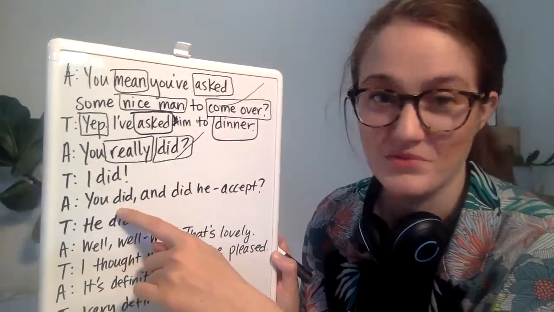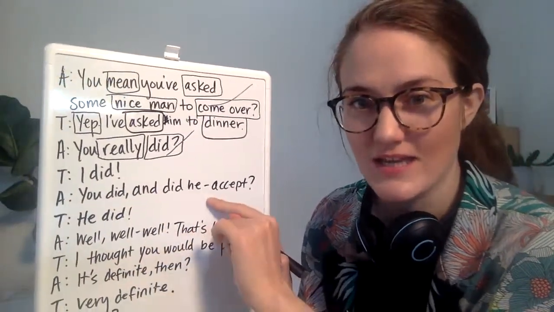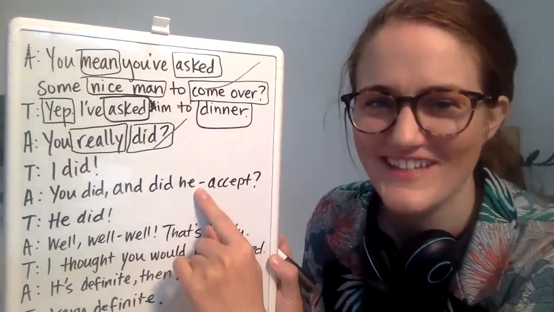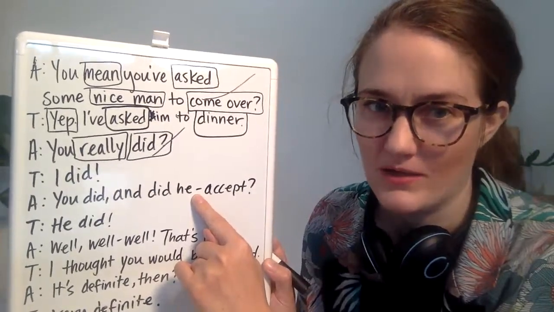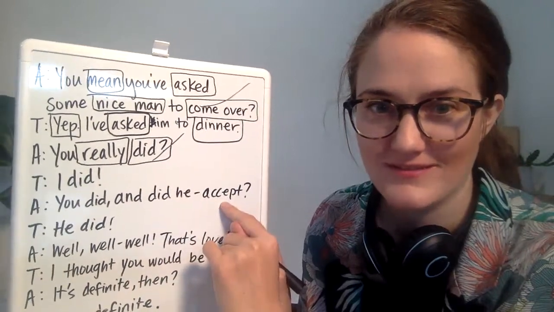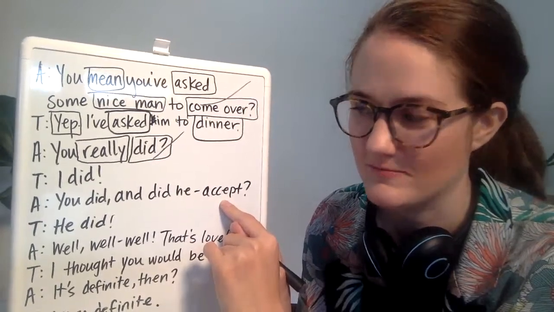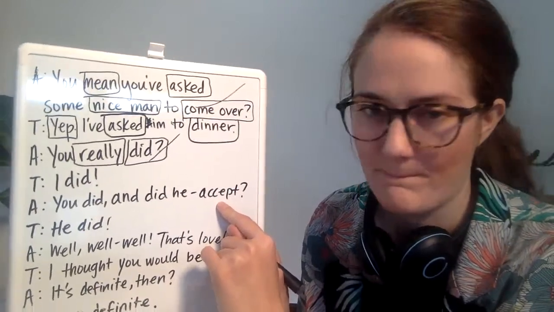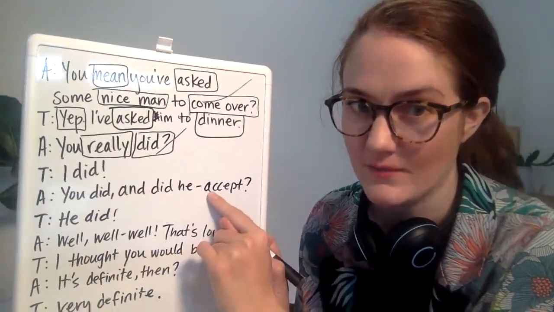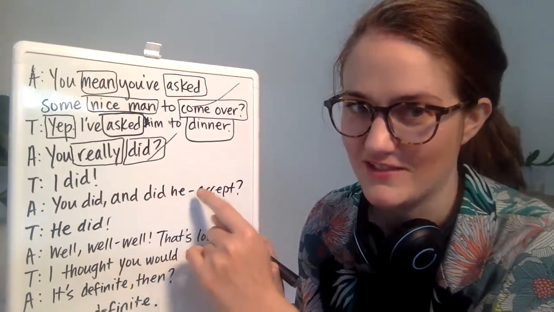You did. We're going to talk about this intonation. You did. And did he accept? Now, right here, this is just saying there's a big pause. You did. And did he accept? Okay, so which words are the most important? Which words can you hear clearly? You did. And did he accept?